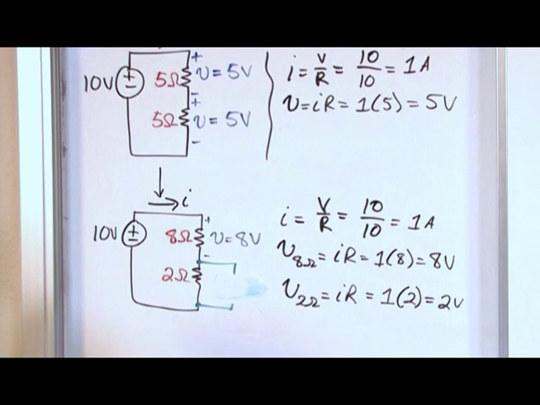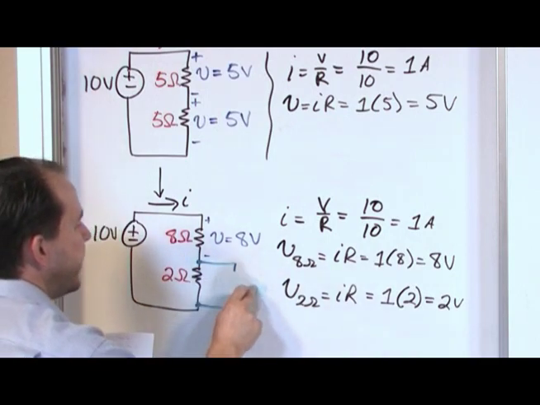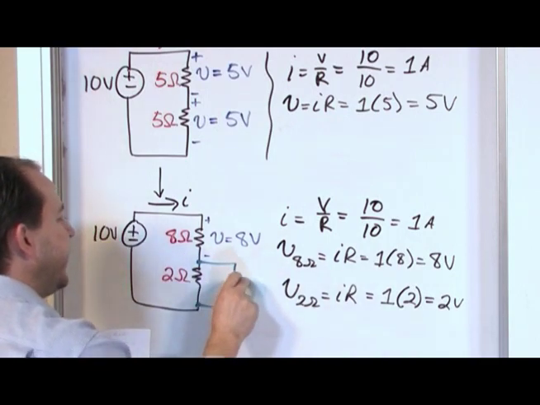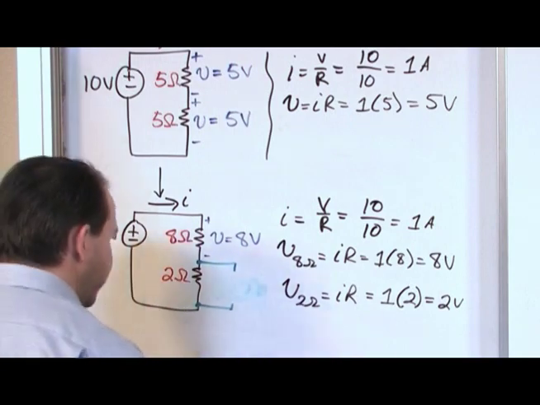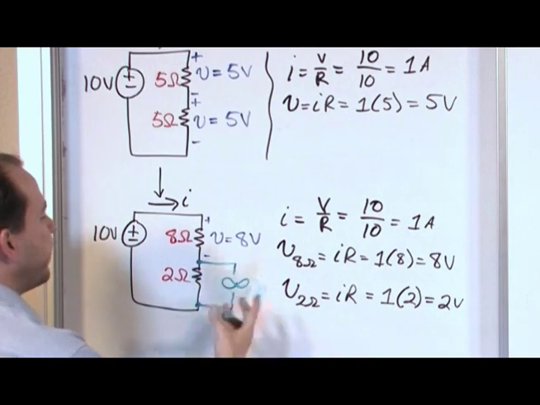Now, let me ask you this. How can I minimize this guy? Look at the way I've got it drawn here. I've got nothing here. I've got basically infinity resistance. So I kind of help you out here. Infinity resistance, in other words, it's open circuit here.